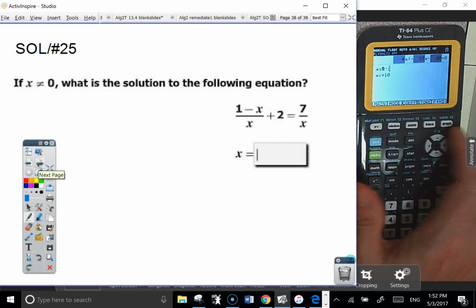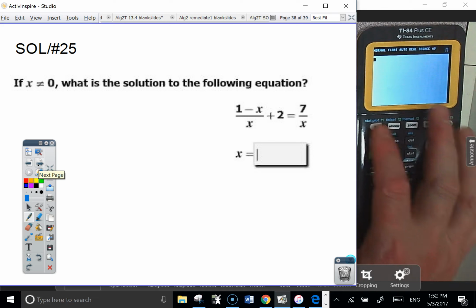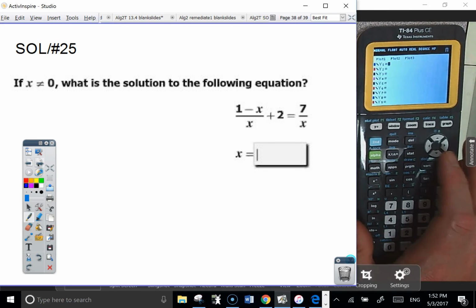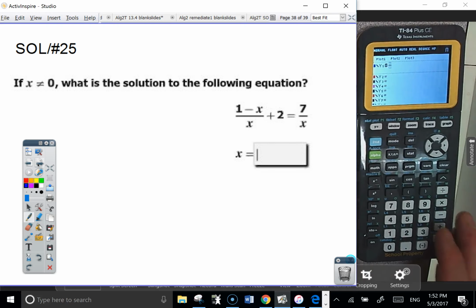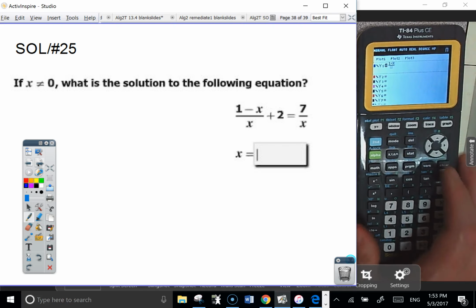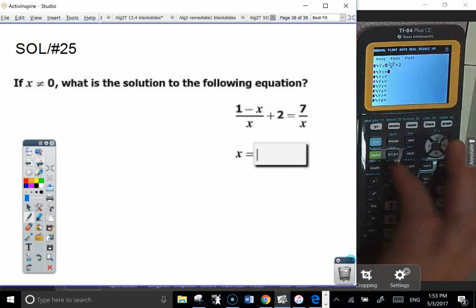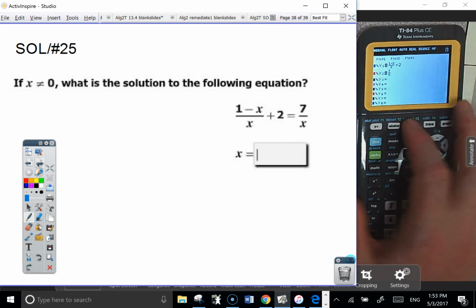Although it's an interesting one to watch how it works. So on y equals, clear. So first I do alpha y equals 1, and I put in my 1 minus x over x plus 2. And then I put in 7 over x. And then I graph, zoom 6.